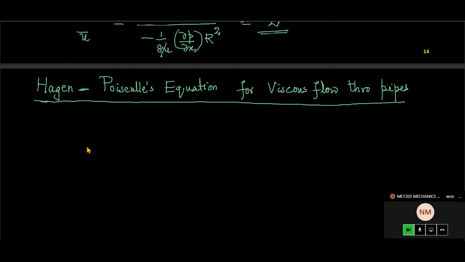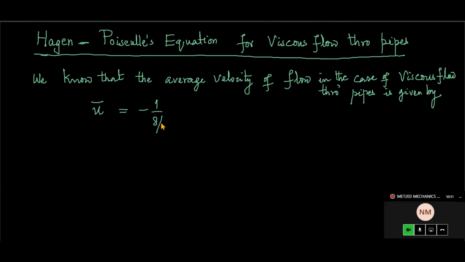Okay. So from where do we start? I will start from the average velocity. Please understand carefully. We know that the average velocity of flow is 1/8 mu, this is what we derived, dou p by dou x into capital R square. This was our earlier equation number 9. Okay, so u, and from this you try to get the pressure gradient.